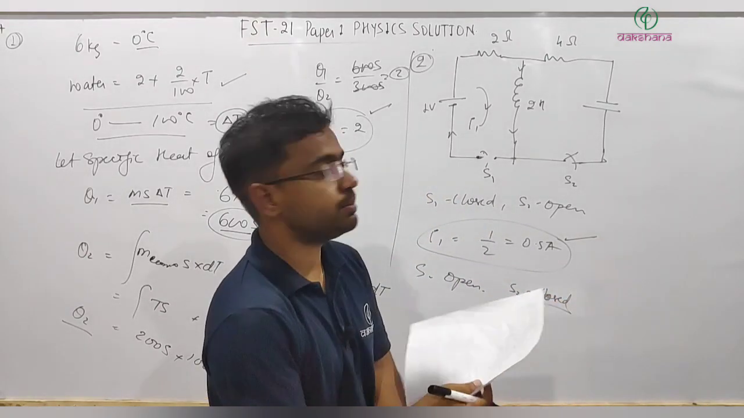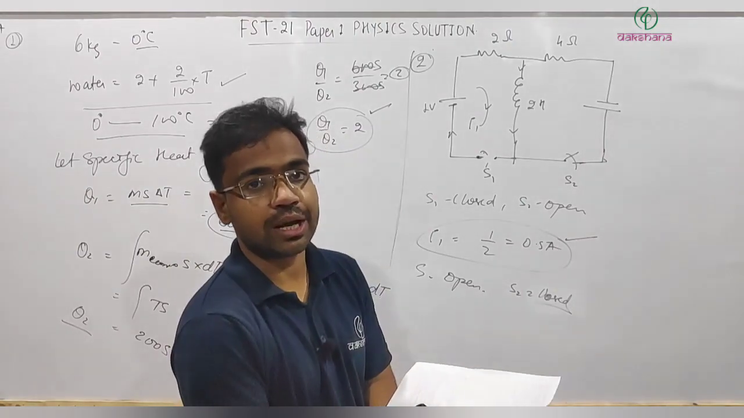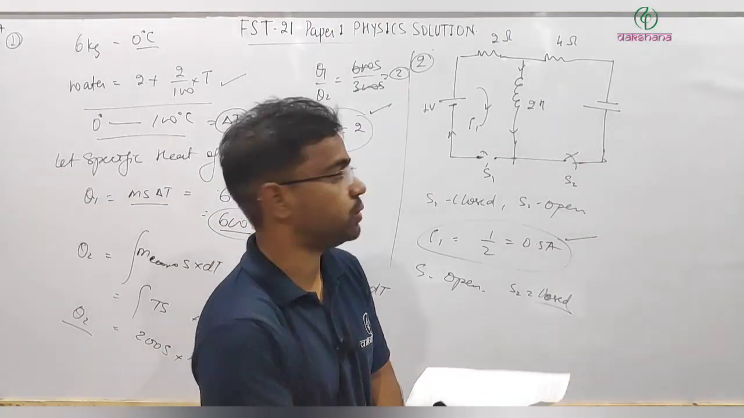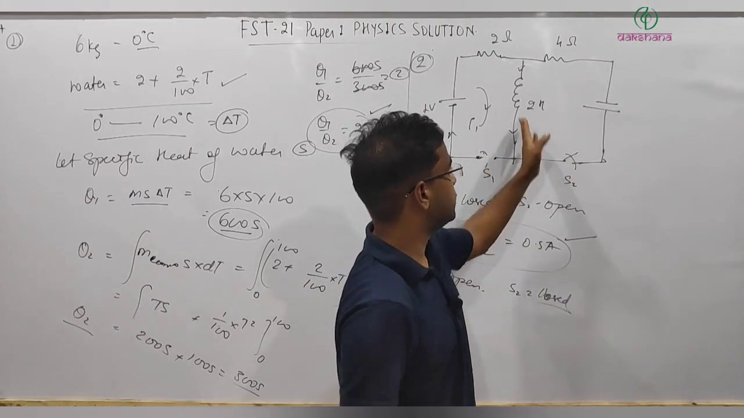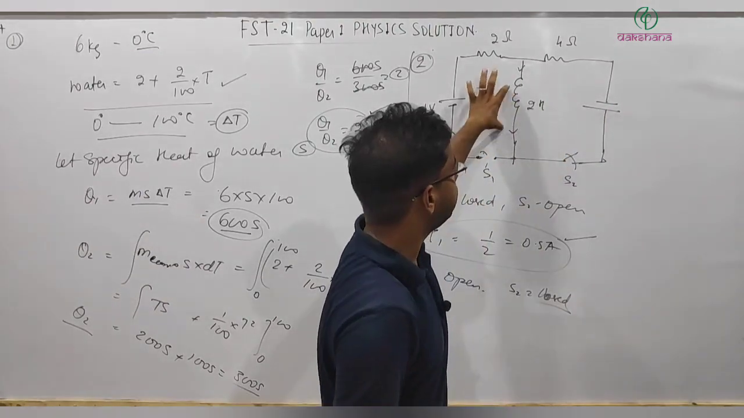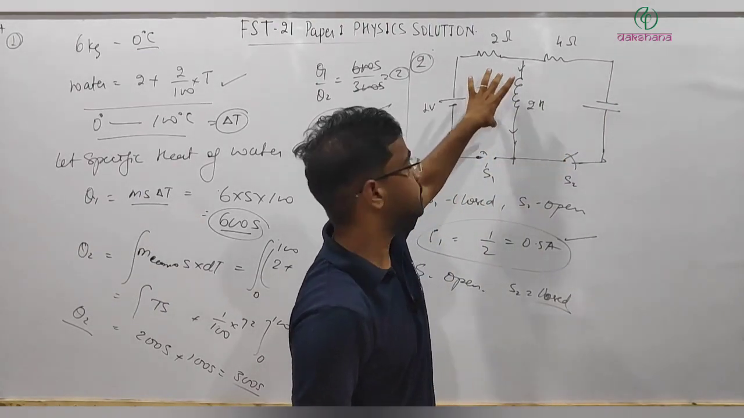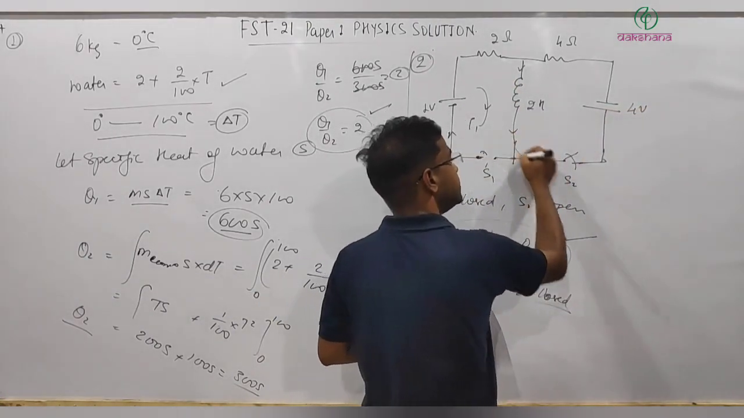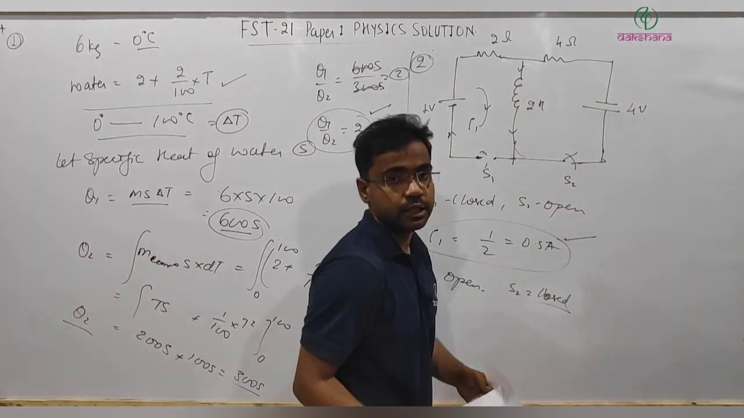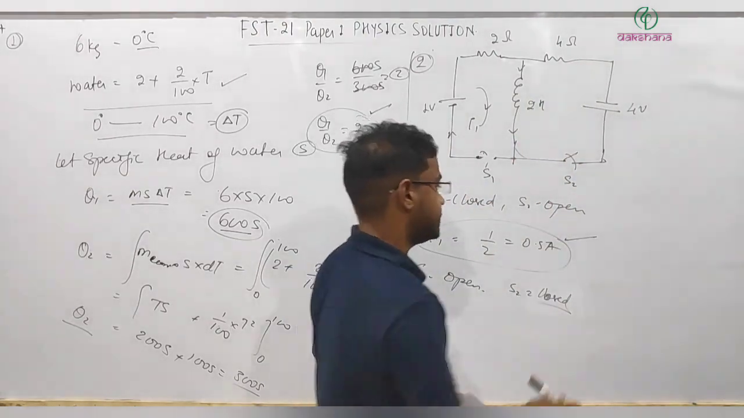And you must remember the property of an inductor, it does not allow the current to change immediately. So what will happen when this switch is changed? This is open, this is closed. Now current will flow in this circuit, but it will not let the current change. So even when the battery of 4 volt is connected, the current will still flow in this direction immediately. Then we can apply KVL for that situation.